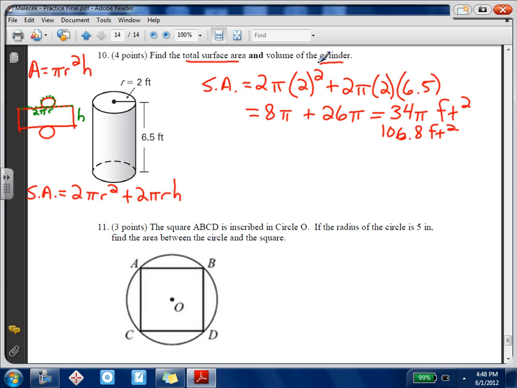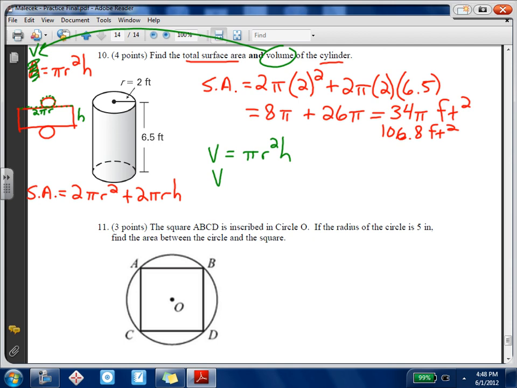Oh, sorry, that was surface area. The volume is, oh, I'm sorry, I made a mistake. This should not be the area. This should be the volume. The volume there. So that should be a V, not an A. The volume is a little easier. Volume is pi r squared h.